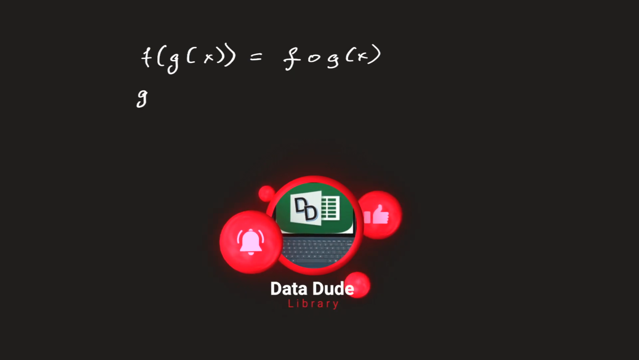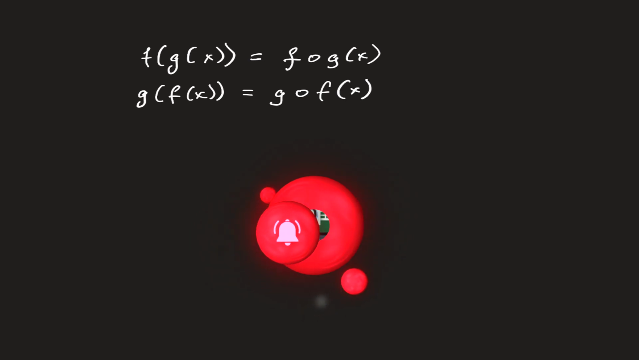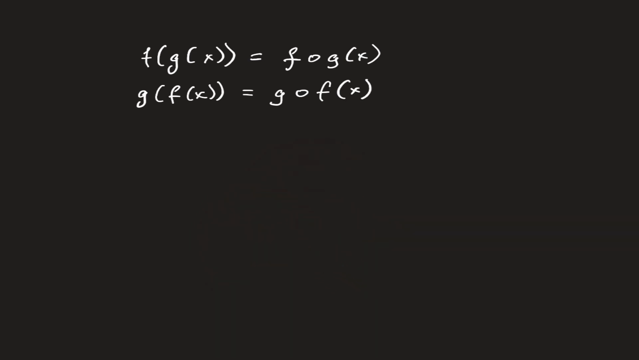Other ways you can see it are g of f of x, which again means the same thing as g, like an open circle like that, so you don't get it confused with multiplication, and g of f of x. Sometimes you may even see two functions into each other. So let's see what that looks like with an example.